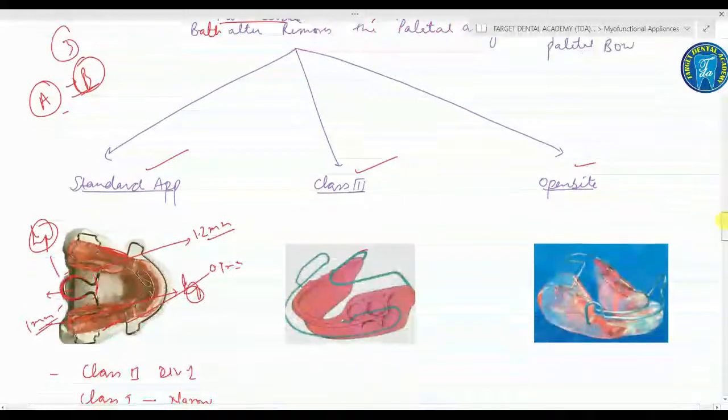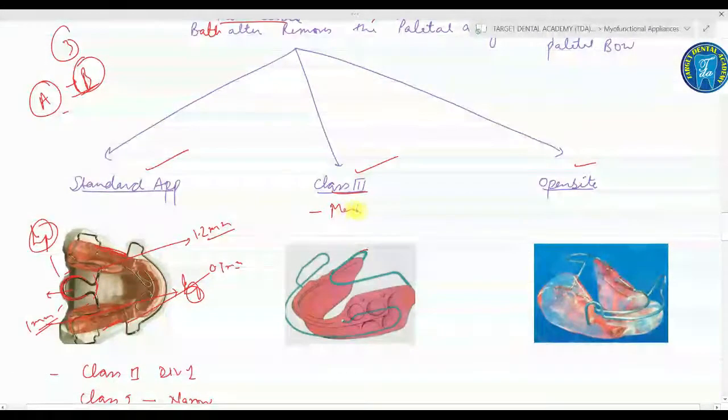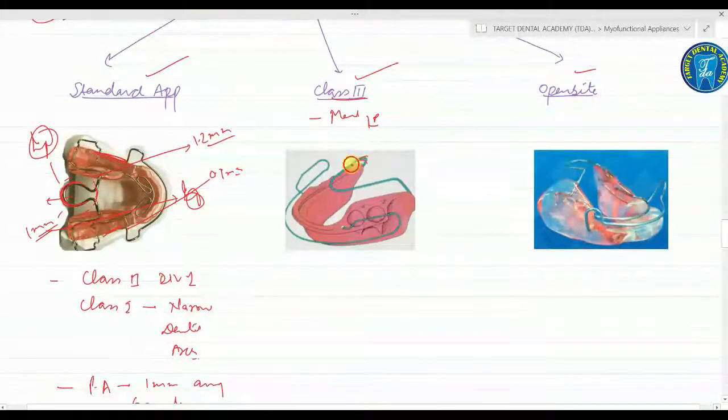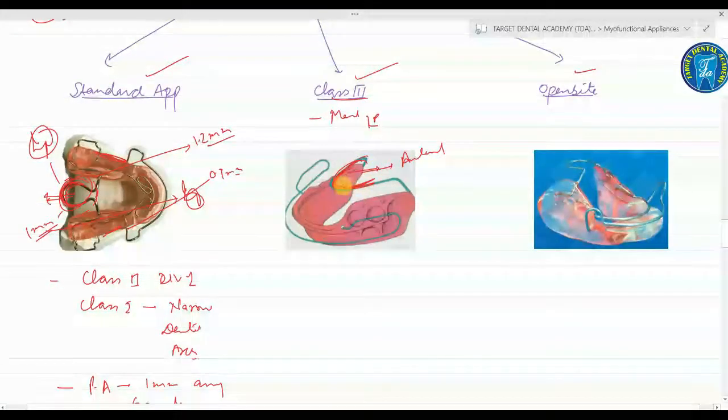Right. So second is the class 3. As the name suggests, it is given in a class 3 patient having mandibular prognathism. Right. So in this, the only difference is the palatal arch. This is the palatal arch and it is placed in the opposite direction, so that the round end is placed anteriorly, while in the standard appliance the round end of the palatal arch is placed posteriorly, while in class 3 the rounded end is placed anteriorly.